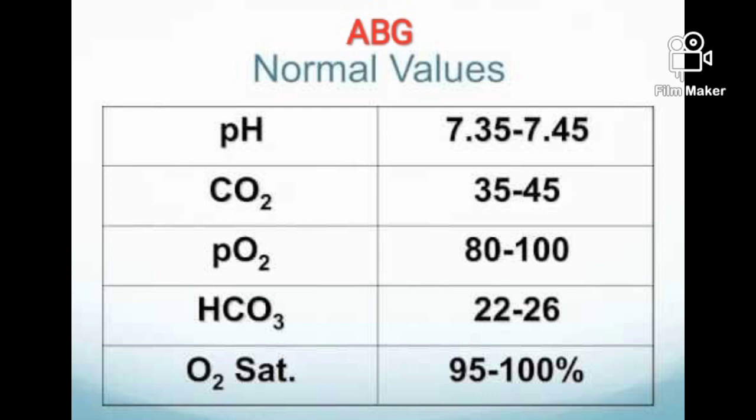Etiologies of respiratory alkalosis. CNS stimulation such as fever, pain, fear, anxiety, cerebrovascular stroke, cerebral edema, brain trauma, brain tumor, and CNS infection. These are all CNS stimulations. Other causes are hypoxemia or hypoxia, as in lung disease, profound anemia, and low tension of oxygen.